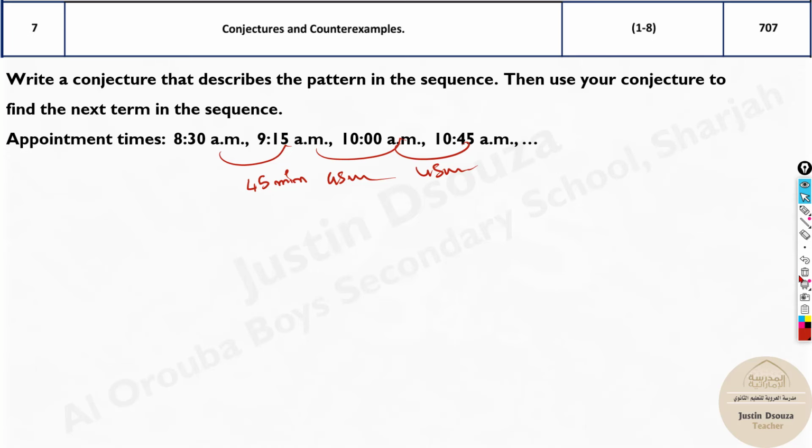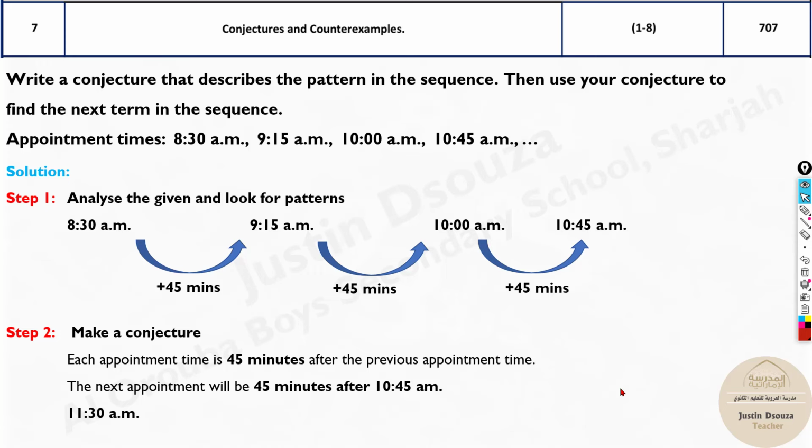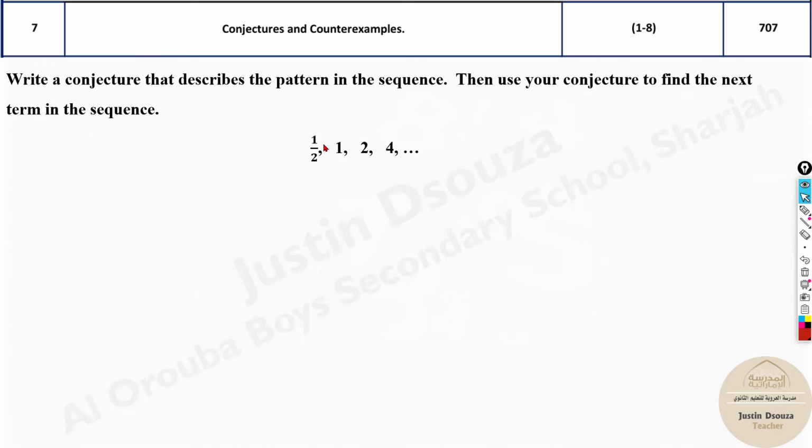So over here what you need to do is look for patterns. It's 45, 45, 45. It's added by 45 minutes. So the conjecture is each appointment is 45 minutes after the previous appointment time. The next appointment will be 45 minutes after 10:45 a.m. So it's 11:30 a.m.